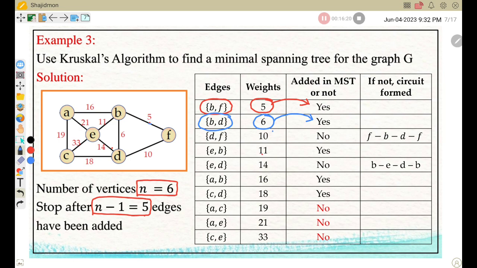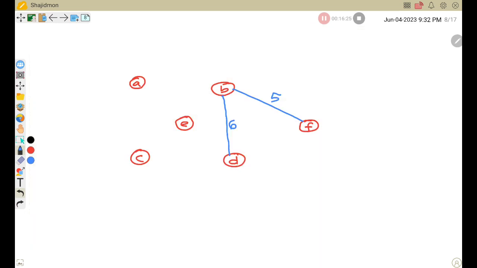Now next one, 10. Can we add this 10? DF, can we add DF? We will check here. D and F. Can we add D and F? You cannot add this one, correct? Because it is forming a circuit. Circuit means it is a triangle like this. Starting and ending point, we can reach the same point like this, that means it is a simple circuit. For example, here, if you start with B, you can move like this, you can move like this, you can reach the same point B. It's a simple circuit, correct? So that edge should not be added to the minimum spanning tree.